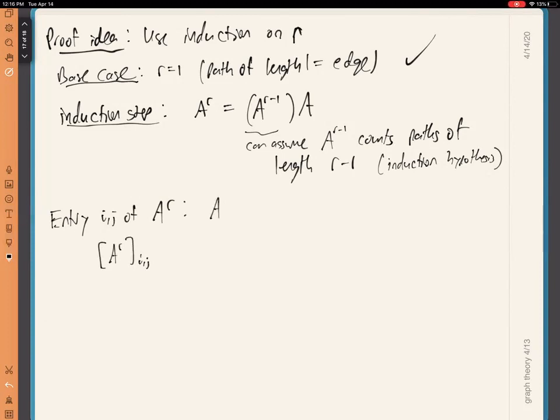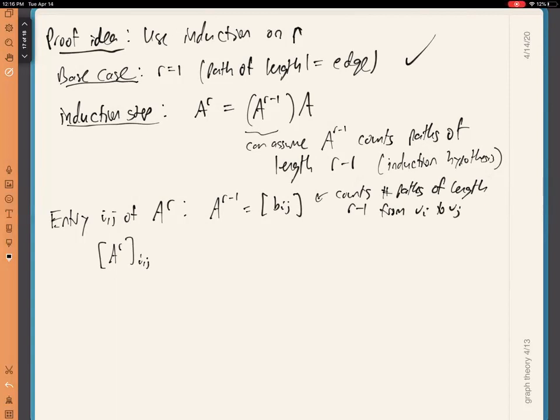Well, let's suppose that A^(r-1) is equal to... well, what are the entries of this? Let me call them b_ij, meaning the entry in row i and column j is this number b_ij, which counts the number of paths of length r minus 1 from vi to vj. Right, and so this is from the induction hypothesis.